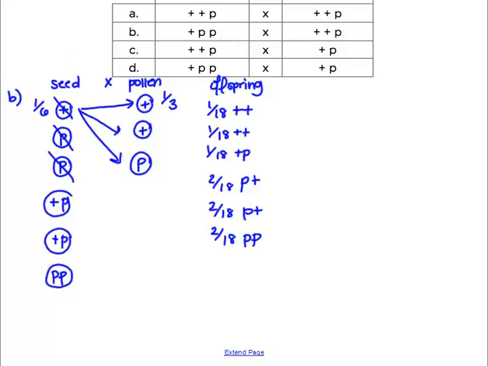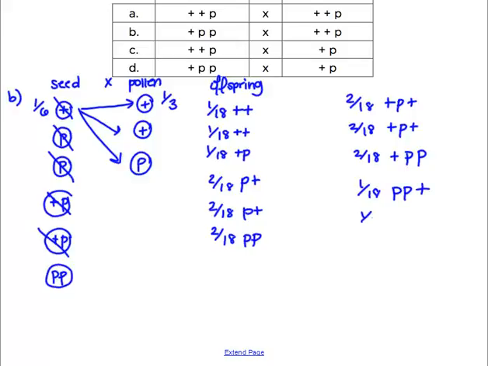And here, these two gametes are also the same, so let's do the same thing. So we'll have 2/18th plus P plus, 2/18 plus P plus, 2/18 plus P, P. That takes care of both of those, and then you have this final gamete. So 1/18th now, P, P plus, 1/18 P, P plus, 1/18 P, P, P.